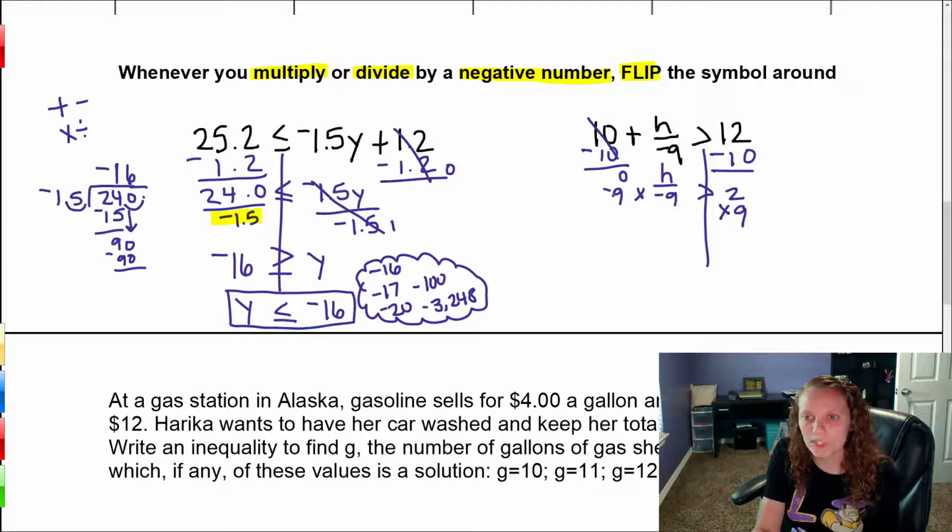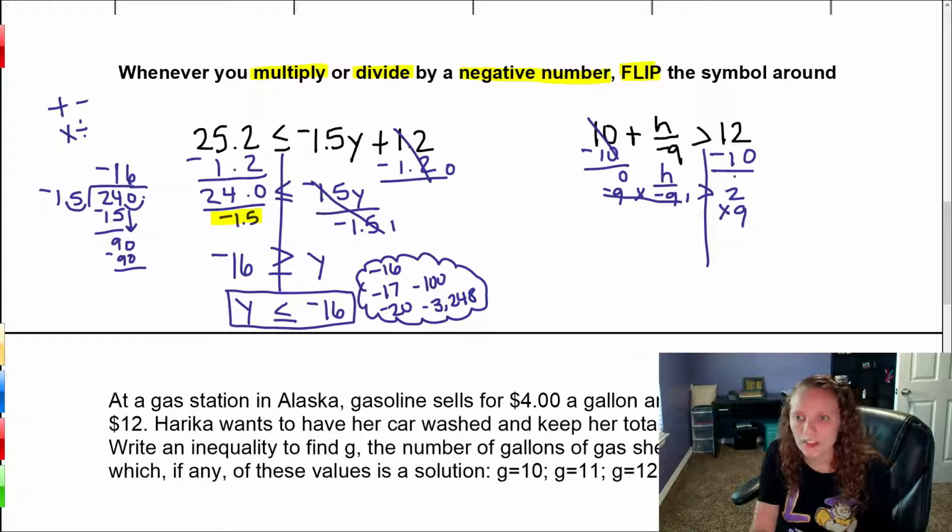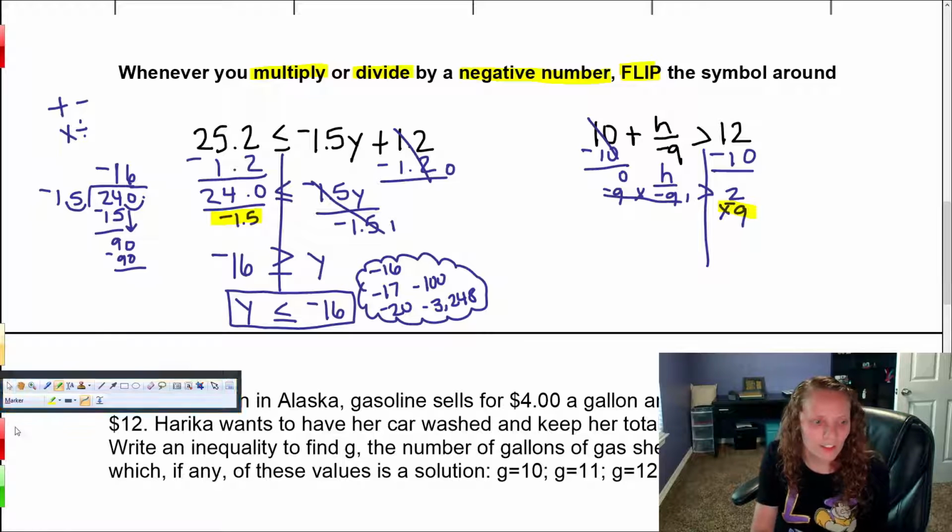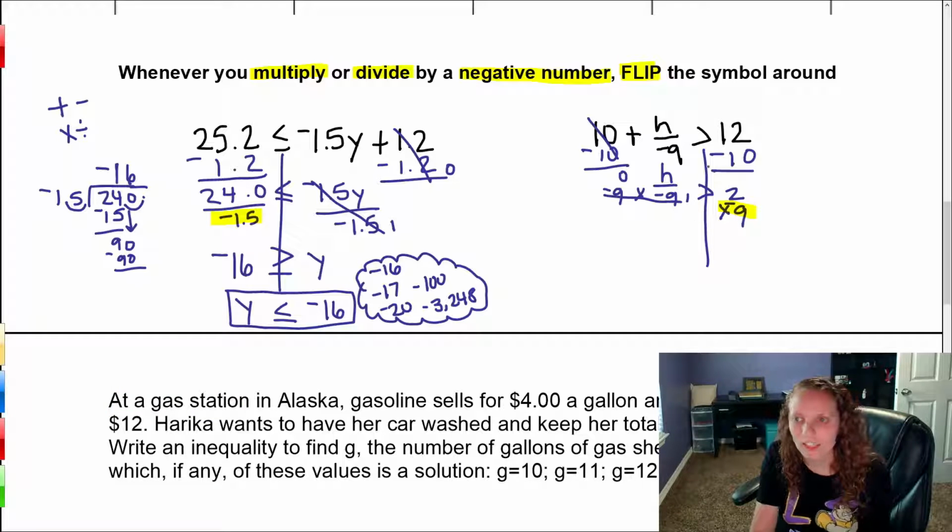Now, since we're doing the opposite here, those cancel out to 1. And then right here, I'm noticing where we are multiplying by a negative number. I'm going to highlight that so it stands out. We are multiplying by a negative here. So since that is happening, our inequality symbol needs to flip around, and then h is still going to be on the left side, and then 2 times negative 9. Since the signs are different, positive and negative, we are going to have a negative answer of 18.